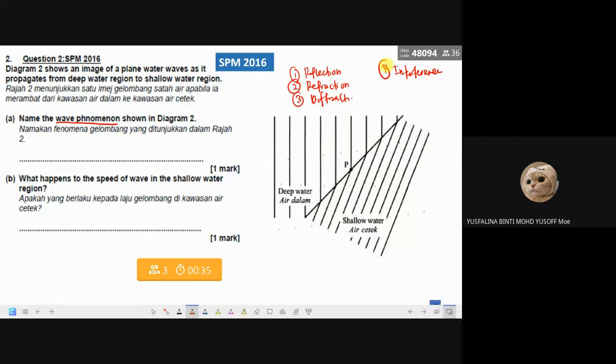You need to choose one of these. And what happened to the speed of the wave? For this one, you have to refer to the wavelength. So what's the difference between the wavelengths when it is in the shallow water region? So they ask you about the shallow water region. Usually when they ask you what happened, the answer should be decrease, increase, or no change.